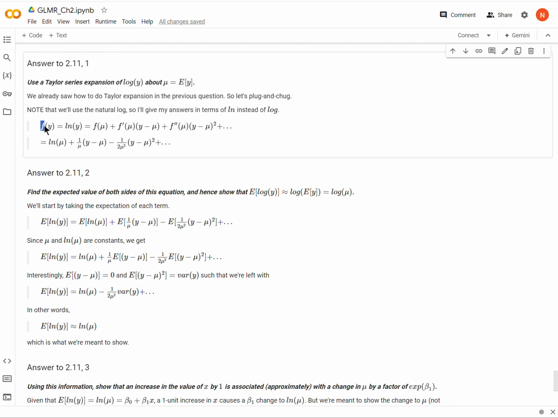where our function of y here is the natural log, right? And so, well, our function of y is the natural log of y, okay? So just going through, I'm going to put the natural log in everywhere. So I have the natural log of mu instead of f of mu. And then I have the first derivative at mu, which is 1 over mu, right? The derivative of the natural log is 1 over whatever you're taking the derivative of, and so on and so forth.